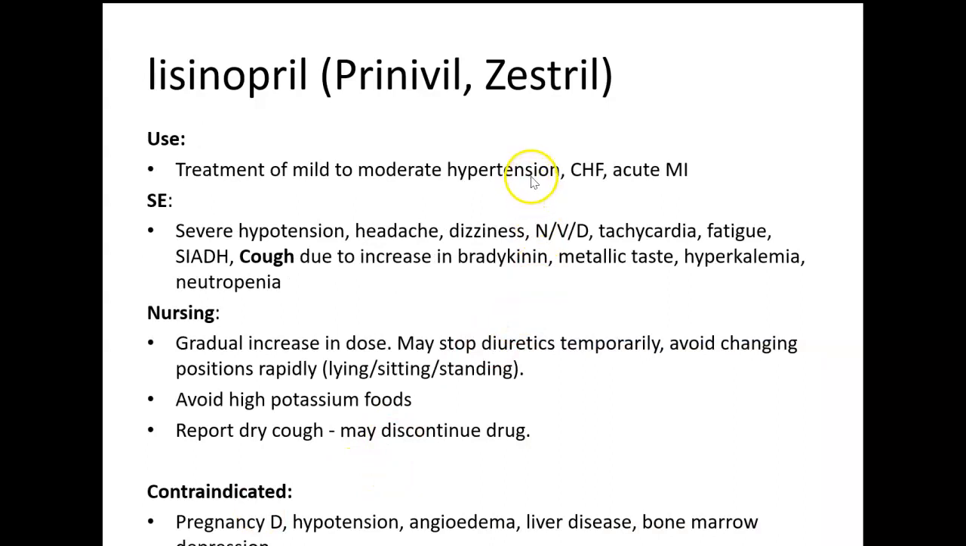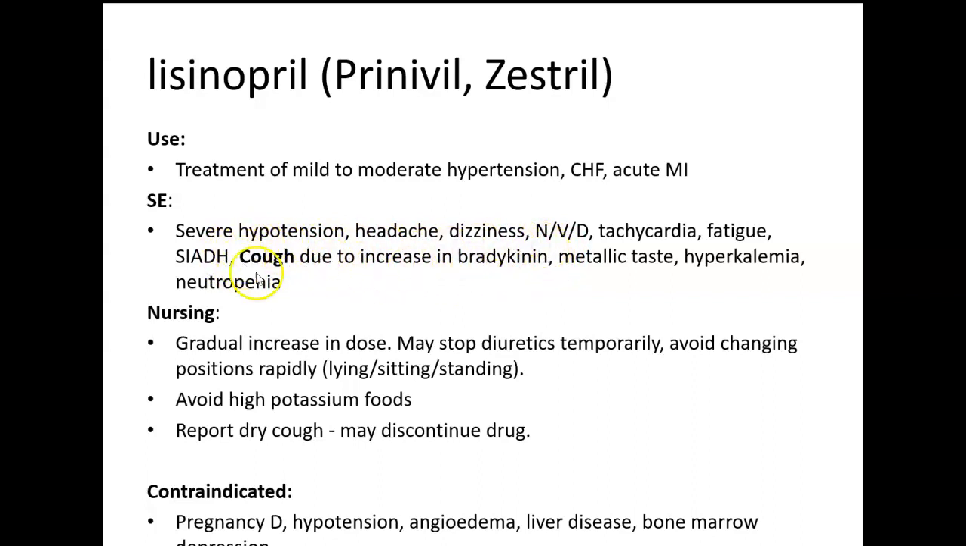So these are used to treat mild to moderate hypertension, congestive heart failure, or acute MI. The ACE inhibitors can cause hypotension, which, if you look at the rest of these, make a lot of sense. Headache, dizziness, nausea, vomiting, diarrhea, I think is just related to the drug in general. Tachycardia, fatigue. They can cause hyperkalemia, so we need to watch that. But probably their biggest side effect right here is this cough due to increased bradykinin.